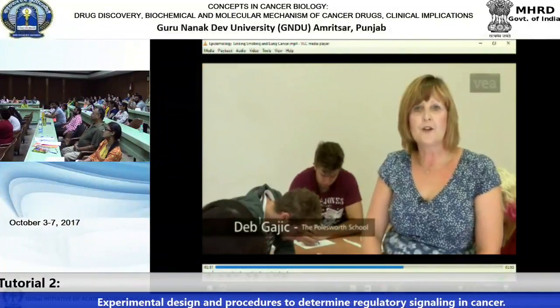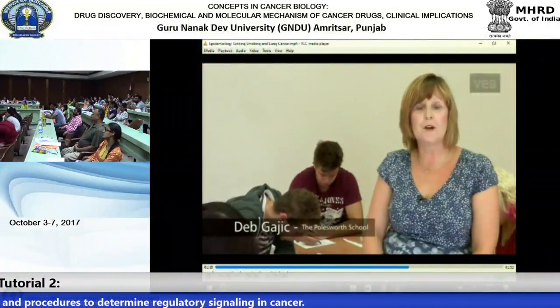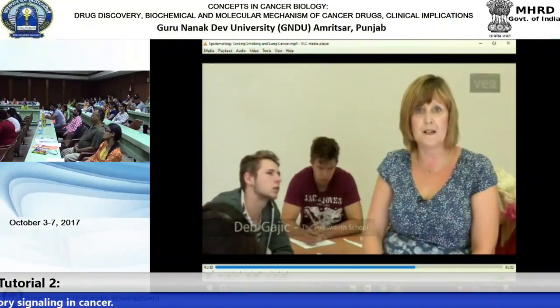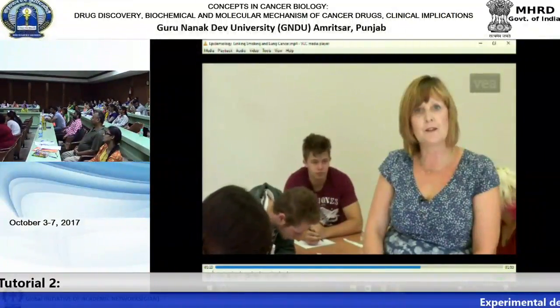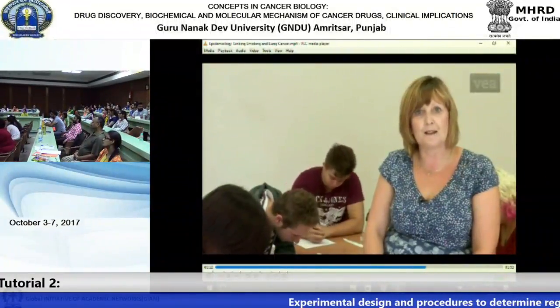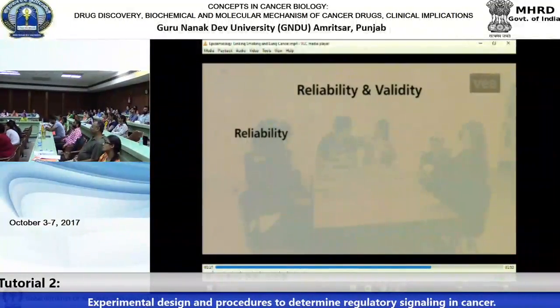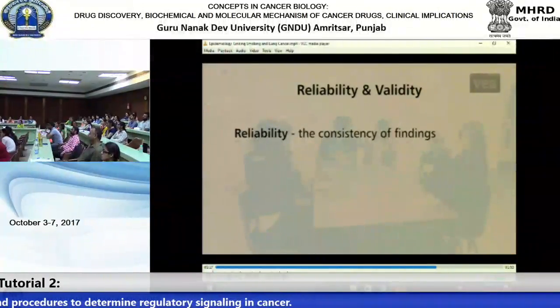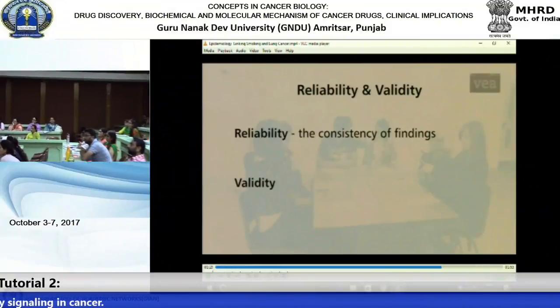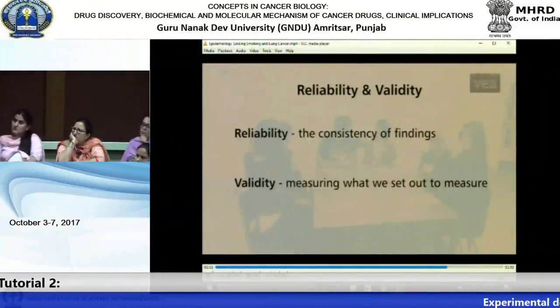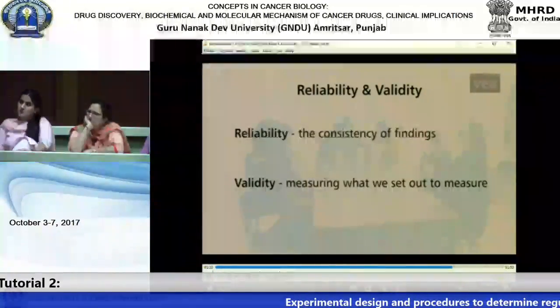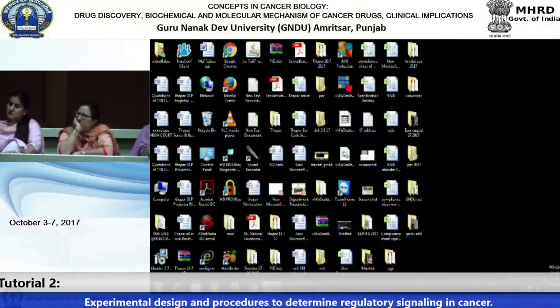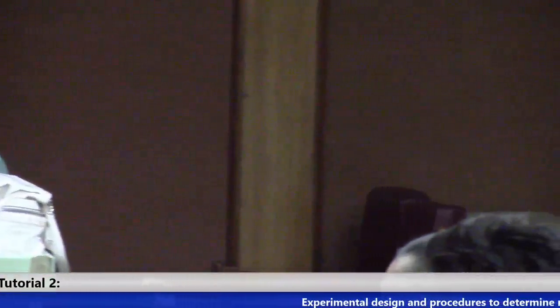In psychology, two of the most important concepts are the concepts of reliability and validity. We need to be sure that our research is both reliable and valid. By reliability, we mean the consistency of our findings. When we're talking about validity, we want to know if we're actually measuring what we set out to measure. Students often find these concepts difficult, so what we're going to do today is show you in a very simple demonstration how these concepts can be made more understandable and accessible to students.